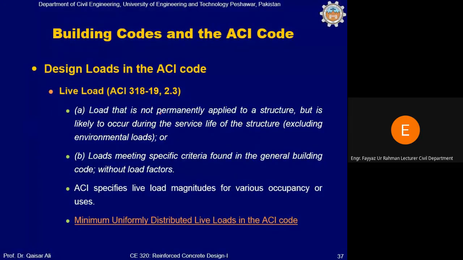Live load is that which is not permanently applied to a structure but is likely to occur during the service life of a structure. Clear? There is probability that this load will be applied on the structure during the service life. So such type of load is called live load, but excluding environmental loads. So I told you that variable loads, live load, and environmental loads are basically variable loads. Clear?